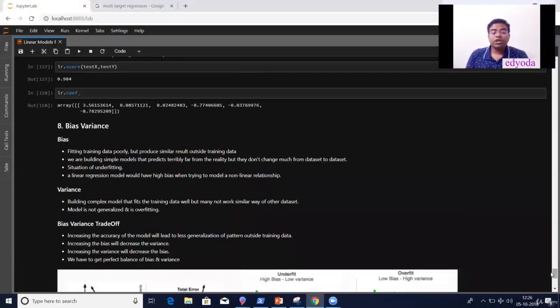Okay, let's now get into the bias variance part of the module. Let's understand this one thing. If you are fitting a simple model to data which is not so simple, you might get into the situation where your training error and testing error are not much different, but at the same time, both of them might not be good. So this is the situation of underfitting. You're fitting a simple model, but both errors are not good.